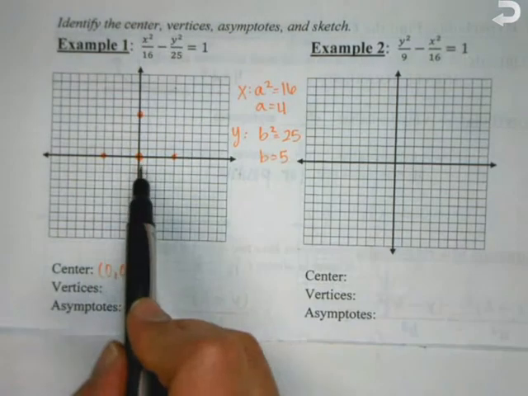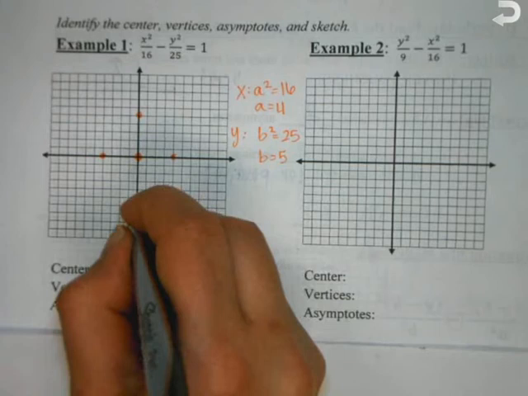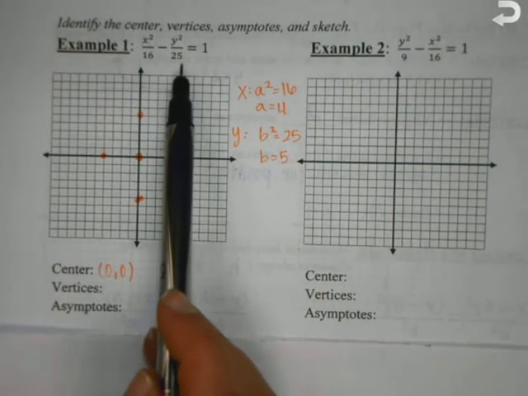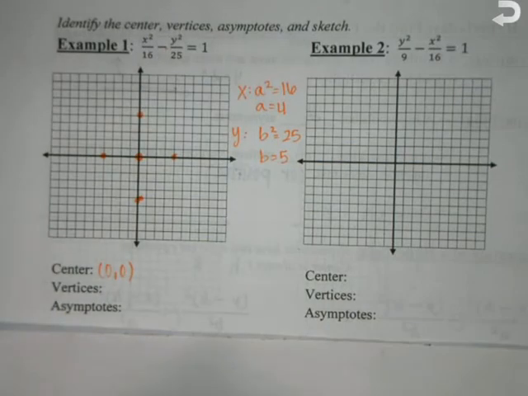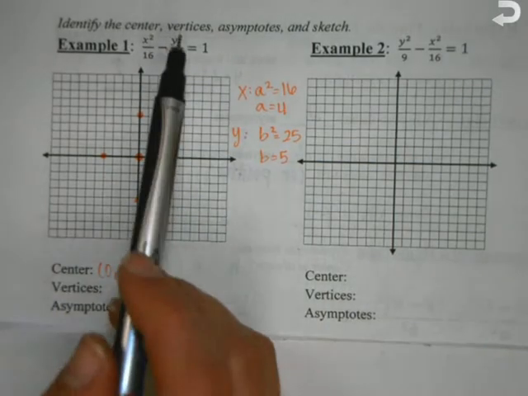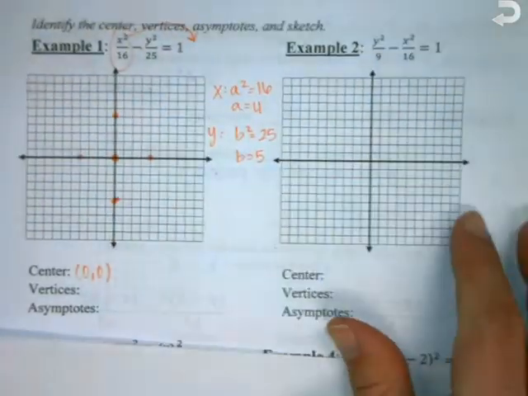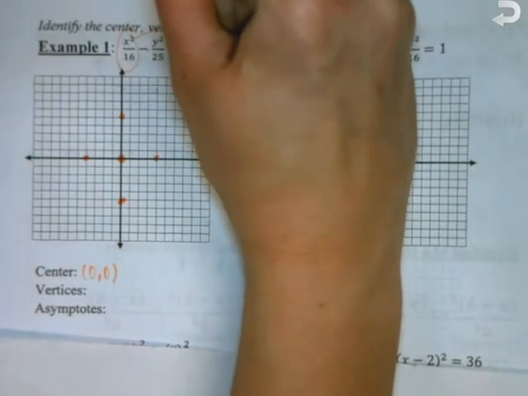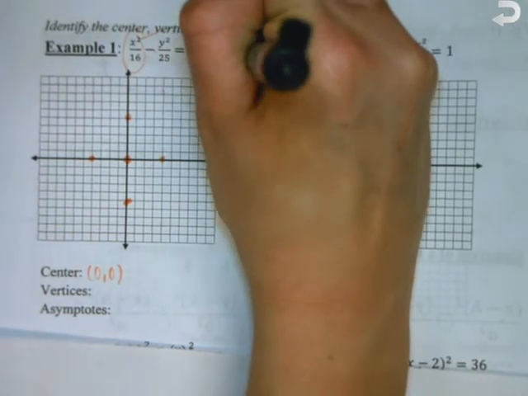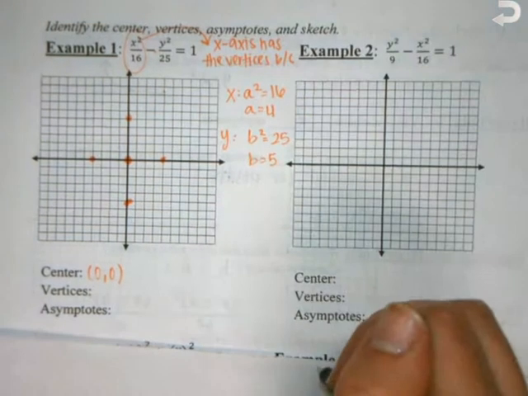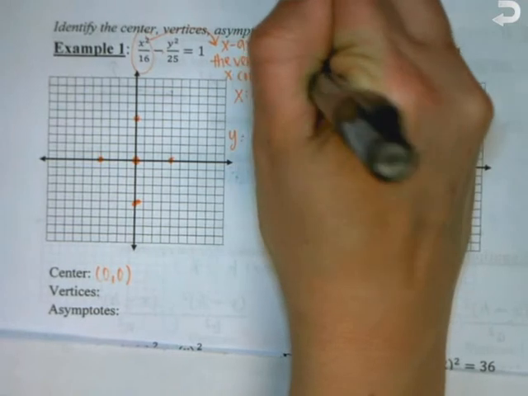If this was an ellipse, the vertices would be the y's because they're bigger, right? But this is a hyperbola because of the minus sign. So where are my vertices, the x or the y? The x-axis, because x is first. So I'm going to write that note: x-axis has the vertices because x comes first. So here are my two vertices right here.